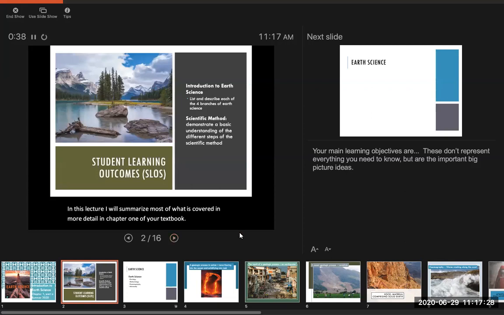Your main learning objectives are to get a sense of what Earth science is, specifically list and describe each of the 4 branches of Earth science, to get a sense of the scientific method, and to be able to demonstrate each of the steps involved in the scientific method. And there are other parts of this lecture that you need to know as well, but the 2 SLOs listed are the big picture ideas.